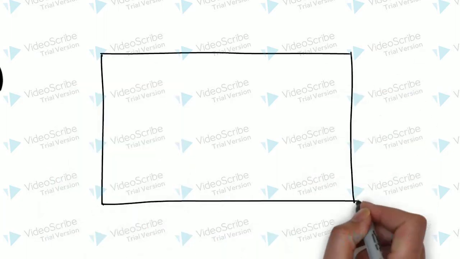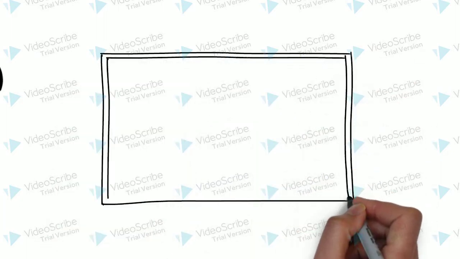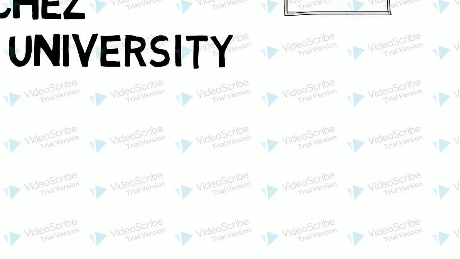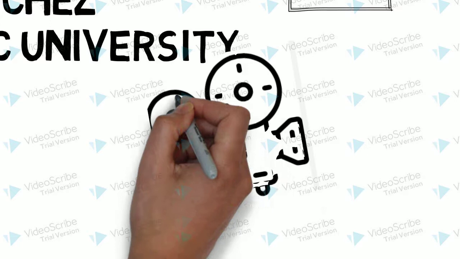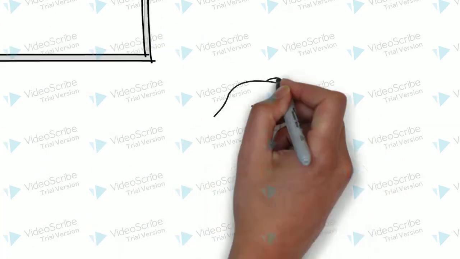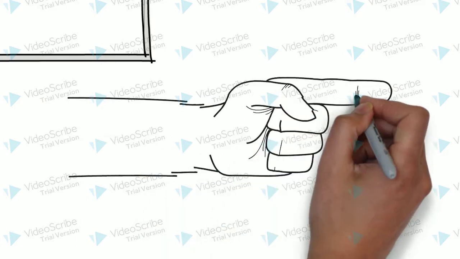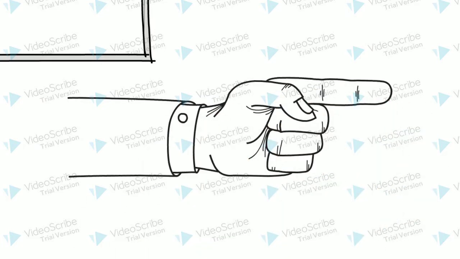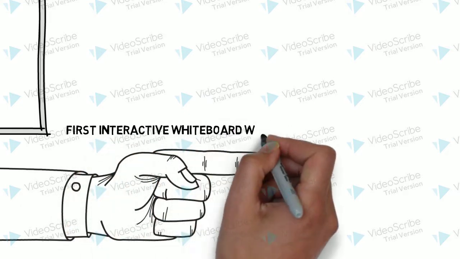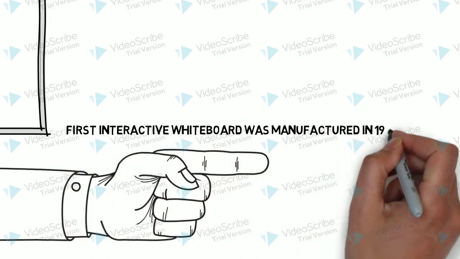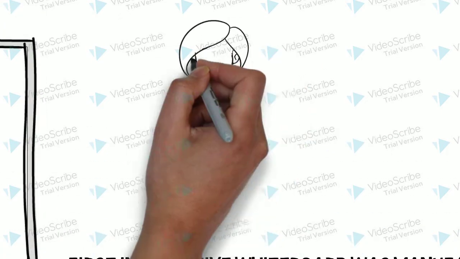An interactive whiteboard is fundamentally a whiteboard with touch-sensitive capabilities, used as an instructional tool that allows computer images to be displayed onto a board using a digital projector. The instructor can then manipulate the elements on the board by using his or her finger as a mouse directly on the screen. The first interactive whiteboard was manufactured by Smart Technologies Incorporated in 1991.